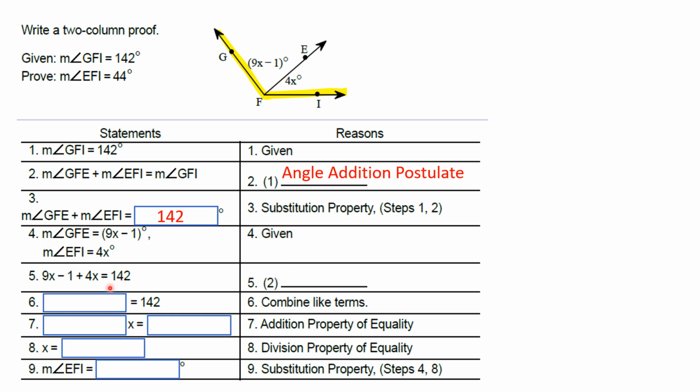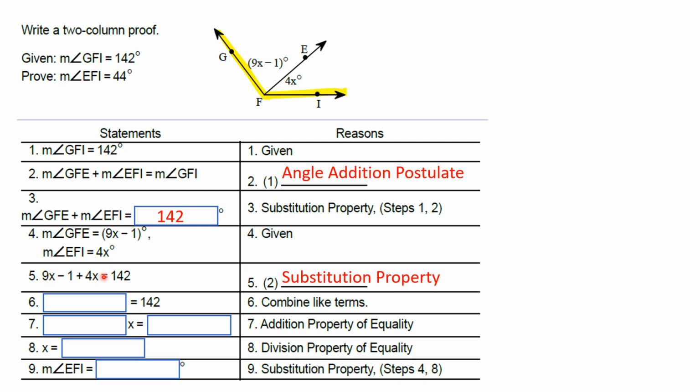All right, line 4 to line 5. The 142 remains, but GFE gets replaced by 9x minus 1, and the measure of angle EFI gets replaced by 4x. What is that called when we replace those symbols with their actual value? That's just the substitution property. We're just substituting in what we were told was the value of GFE and EFI. All right, so from line 5 to line 6, we're supposed to combine like terms. Go ahead and combine like terms on the left. 142 is going to remain the same.